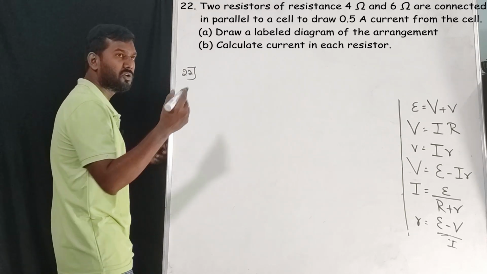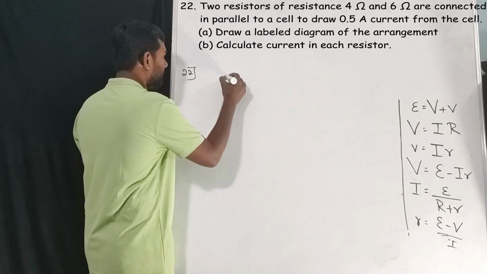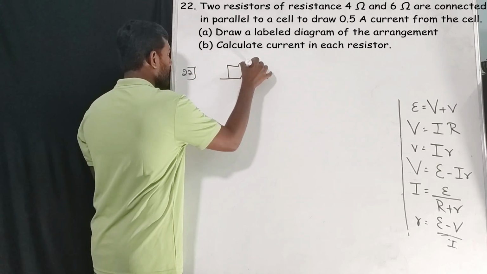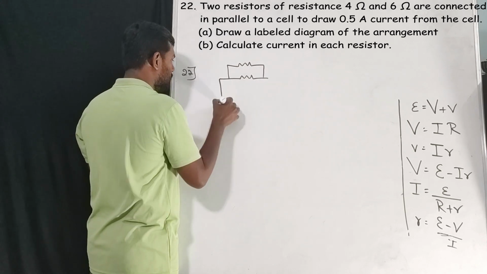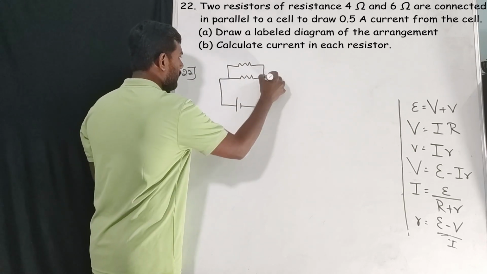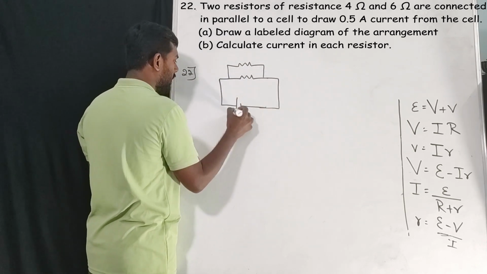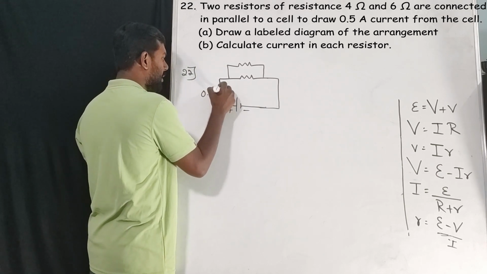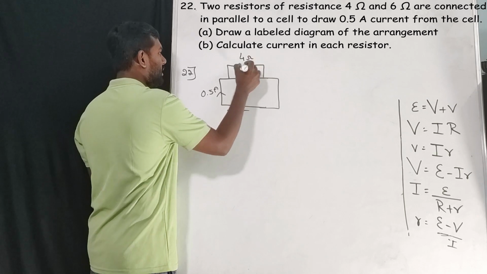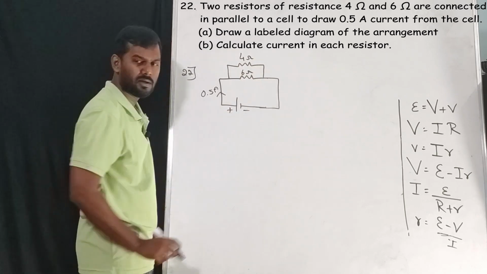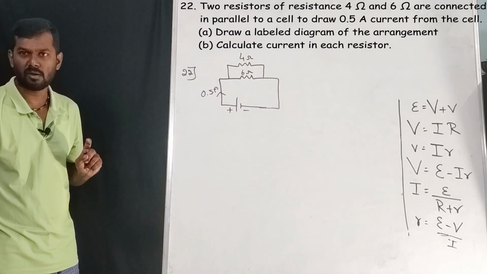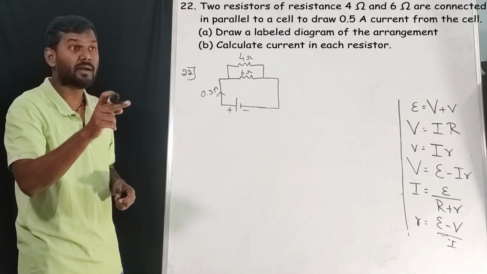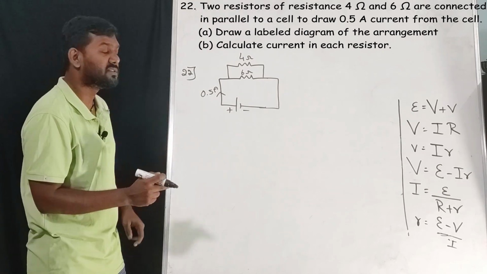Keep that in mind. So there are two resistors. One is 4 ohm, another one is 6 ohm, and these two are connected to a battery. From the battery we are getting a current of 0.5 amperes, and the values of these two resistors are 4 ohm and 6 ohm. Now this is the diagram they require. Okay, next step. Now we have to calculate the current in each resistor.